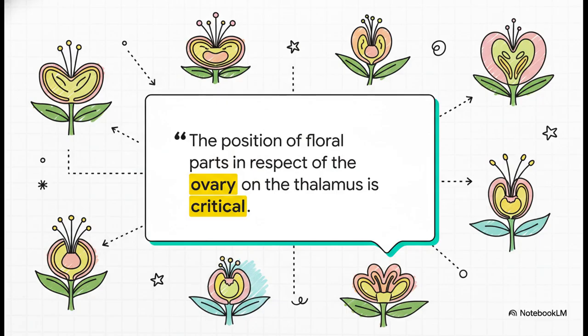Next up is positioning. And this is a big one. It's not just about what parts are there, it's about where they sit in relation to each other, and especially where they sit in relation to the ovary. This placement is absolutely critical for botanists trying to classify and understand different flowers.